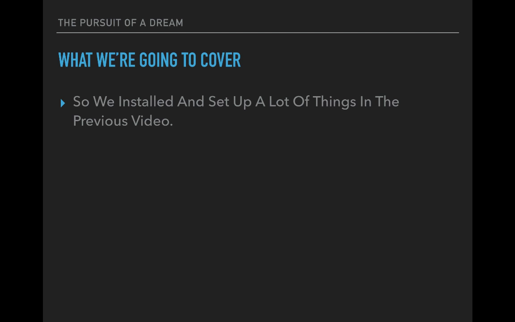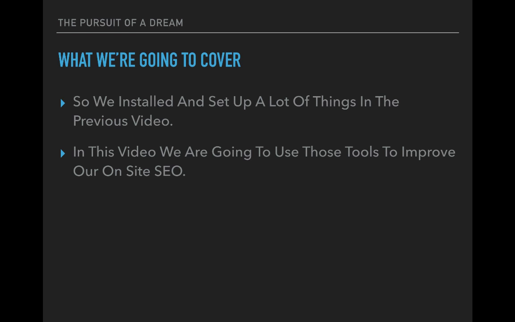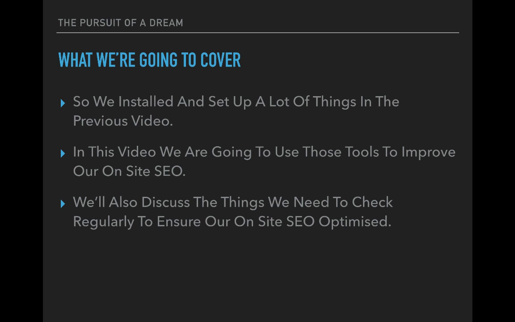So in the previous video, we installed some stuff like Yoast SEO, Google Webmaster Tools, and Google Analytics that we're going to use in this video. We're going to use these tools to help us clean up our on-site SEO and make sure it's optimized. We'll also discuss the things we need to check regularly to ensure that our on-site SEO remains optimized.